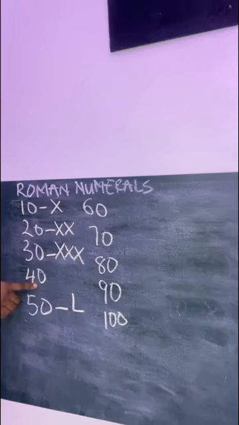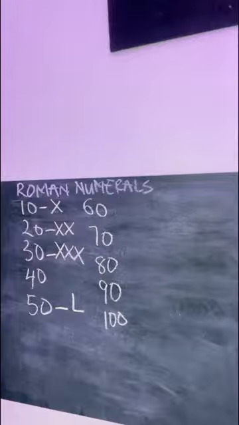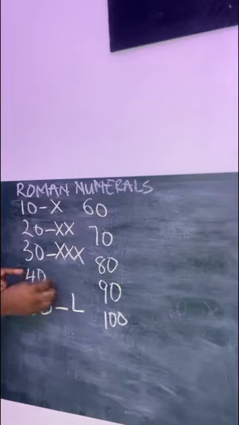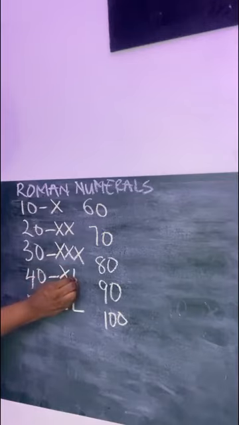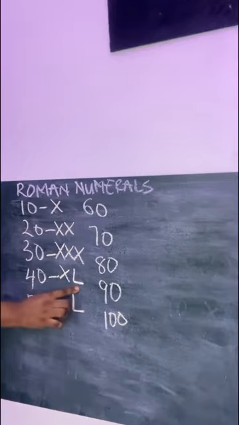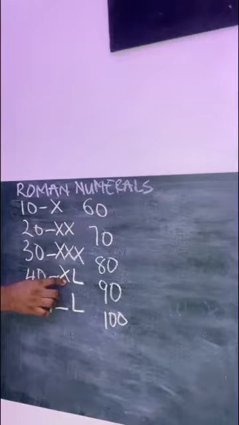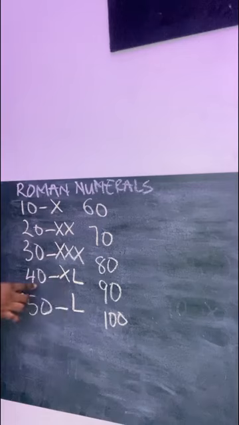So your 40, just like we did earlier when writing 4, that we said 5 was V. So 4 was IV. That is 5 minus 1 to give us 4. So here we are going to be writing 40 as XL. That is 50 minus 10. Remember, X is 10, L is 50. So when you see XL, that is 40. 50 minus 10 to give you 40.